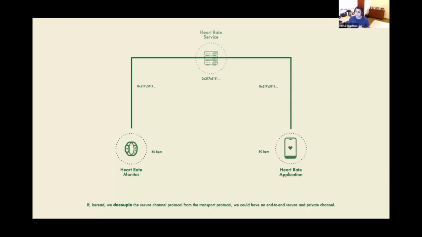Okay, so what can we do about it in these settings? What I'm proposing is we decouple the secure channel protocol, which all scenarios seem to need, from the transport protocol. Doing that allows us to do end-to-end encrypted secure channels.